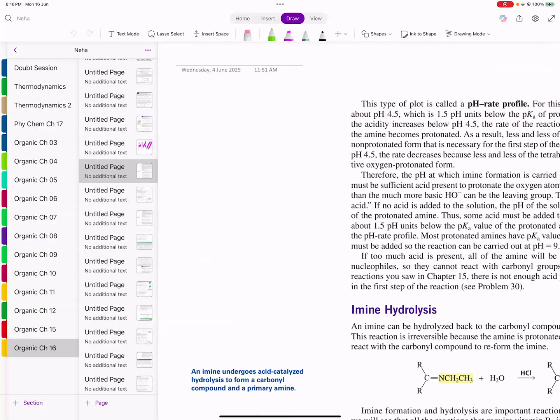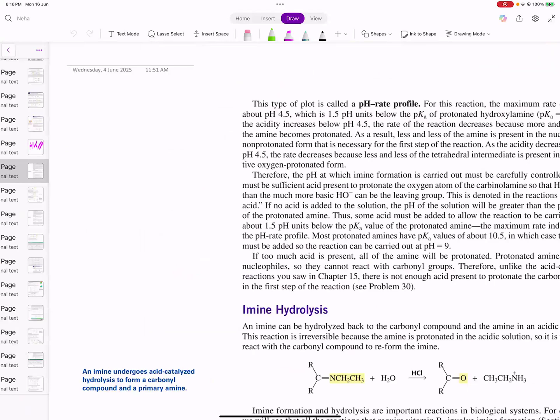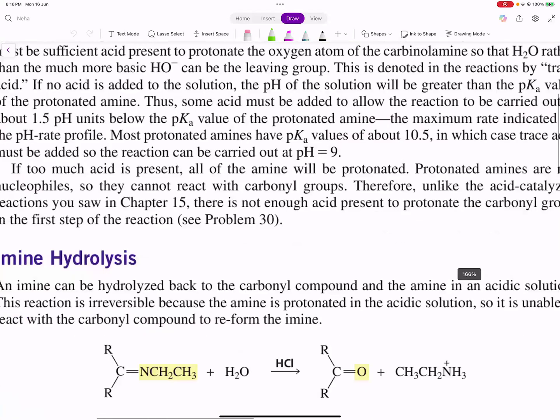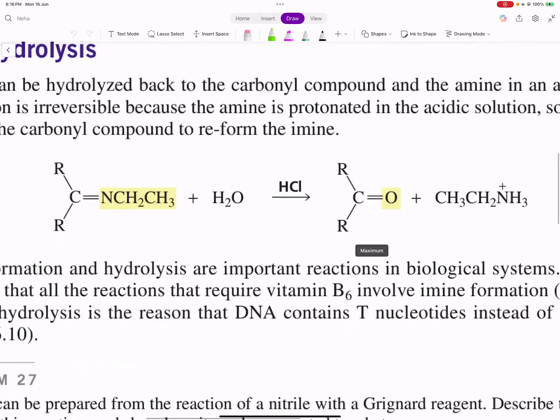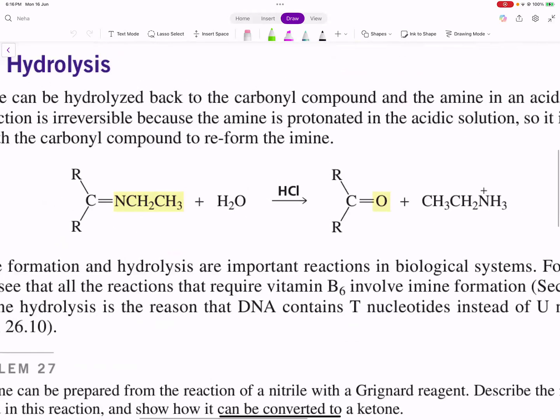Okay, so this question appeared in IIT. Imine hydrolysis. What will happen if we hydrolyze it? How will we hydrolyze it? Hydrolysis is simply that we have to give water, right?